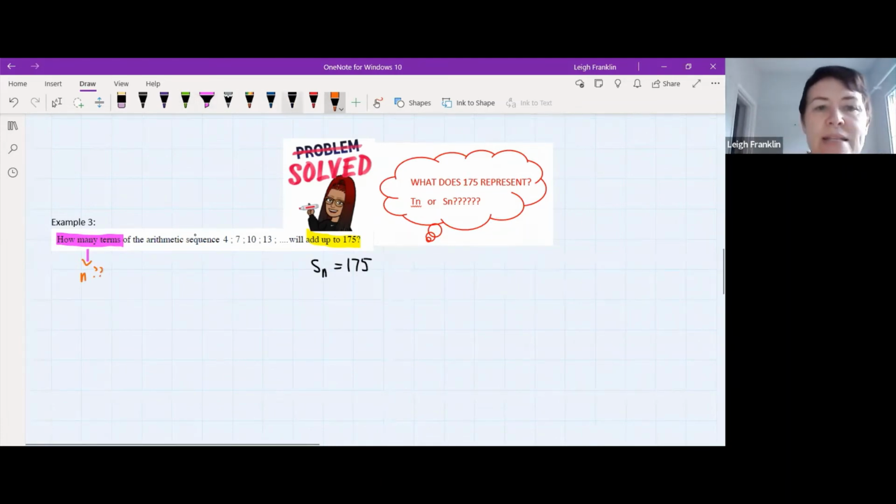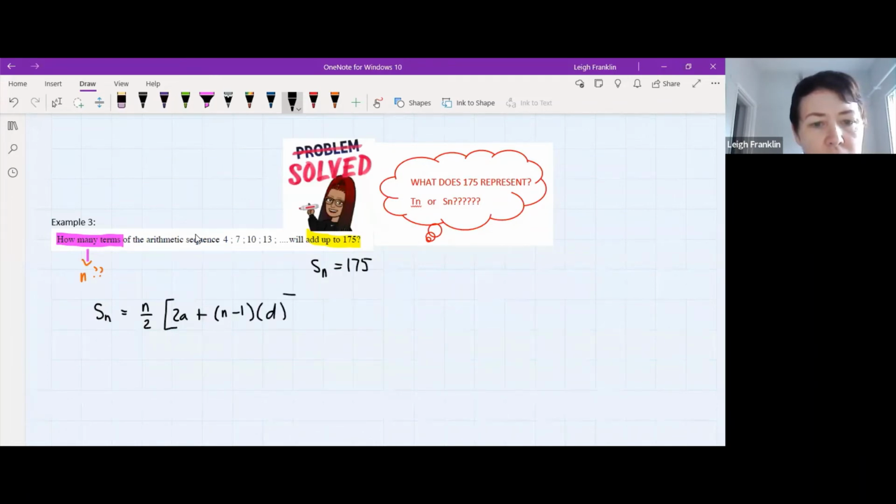So now, if we write down our Sn formula, Sn is equal to n over 2 times (2a plus (n minus 1)d), they have now given us this piece of information. They have given us what the Sn is. So we are going to substitute that over here, 175. How many terms means work out n? We don't know what n is, so n has to stay n for now because that's what we're solving for.